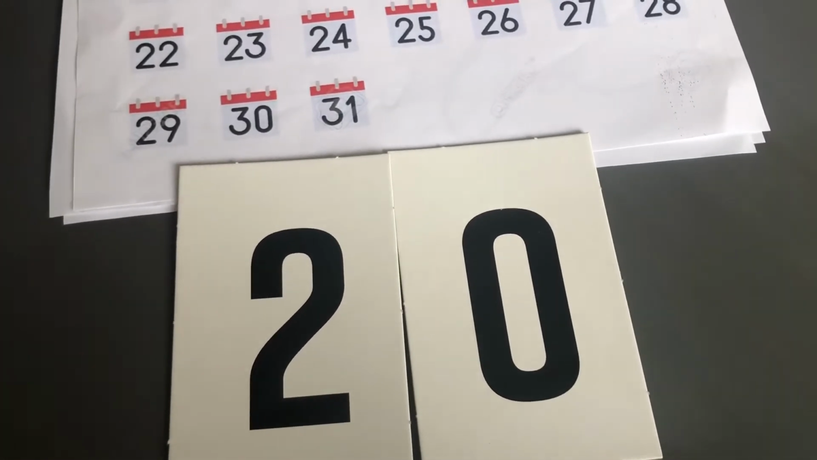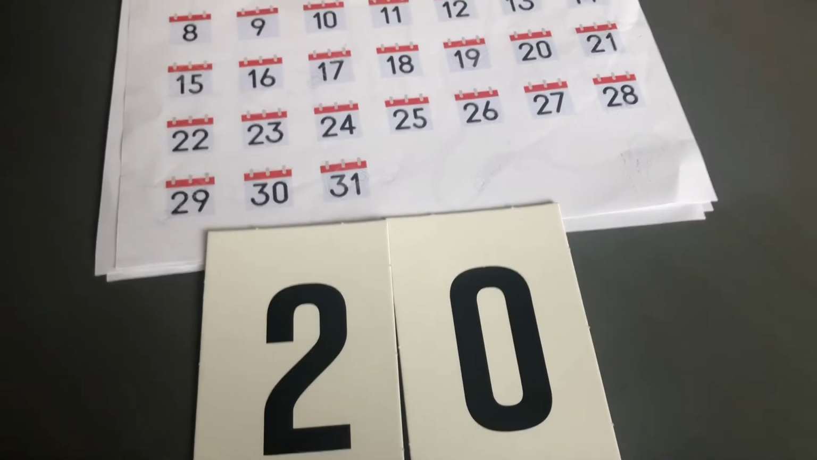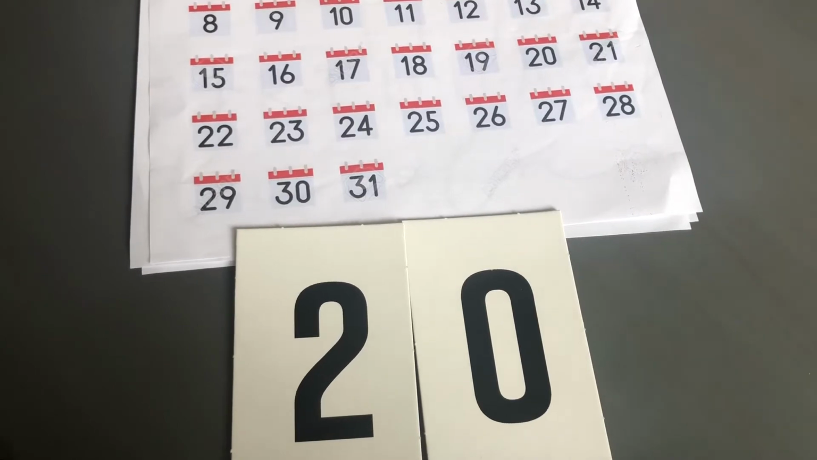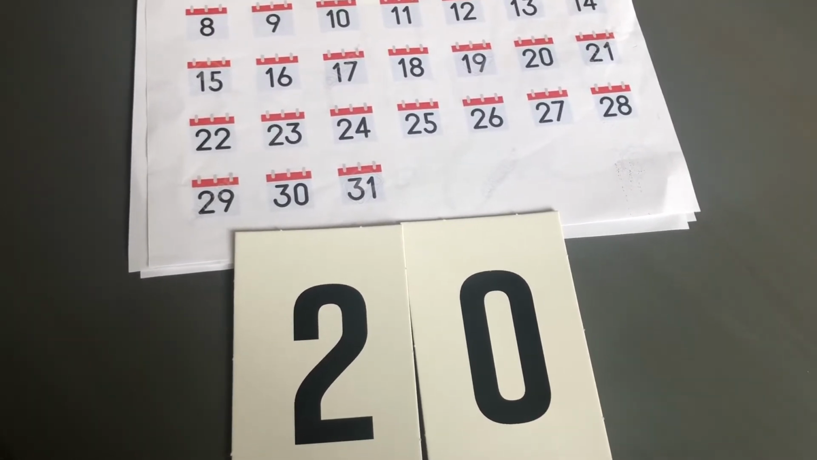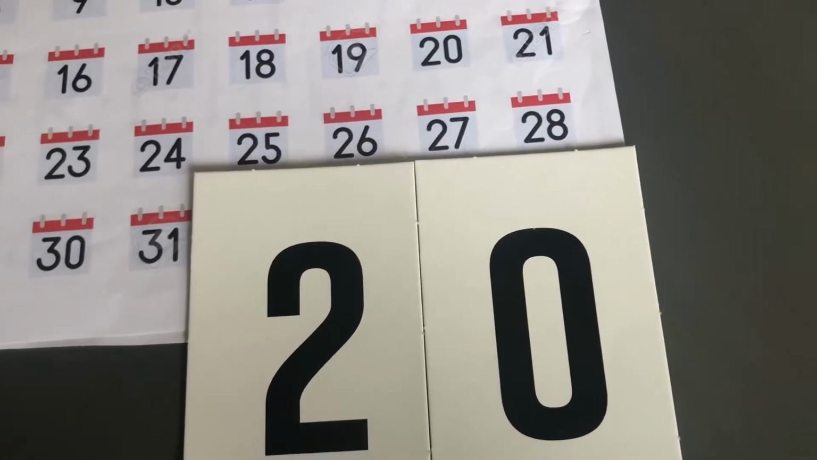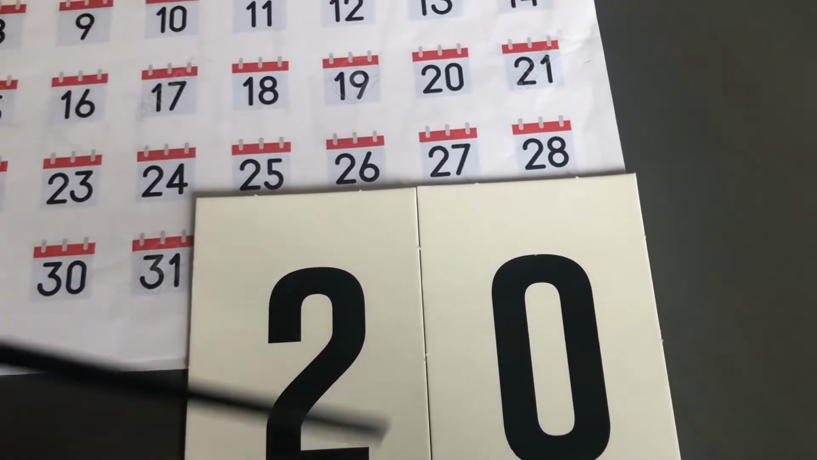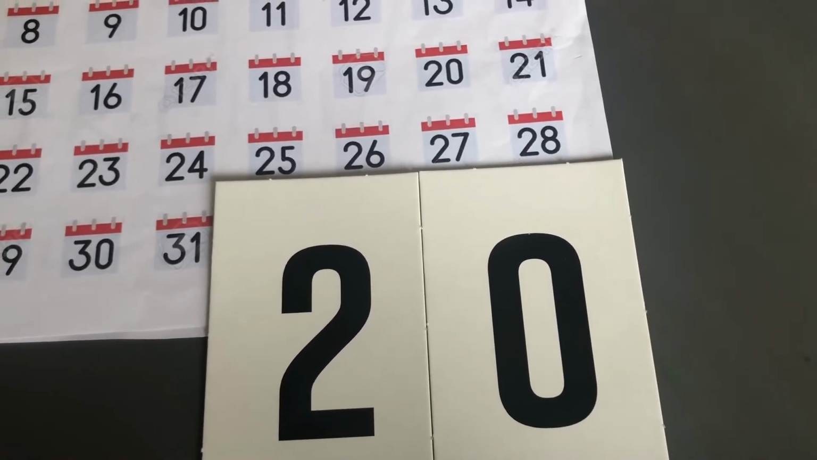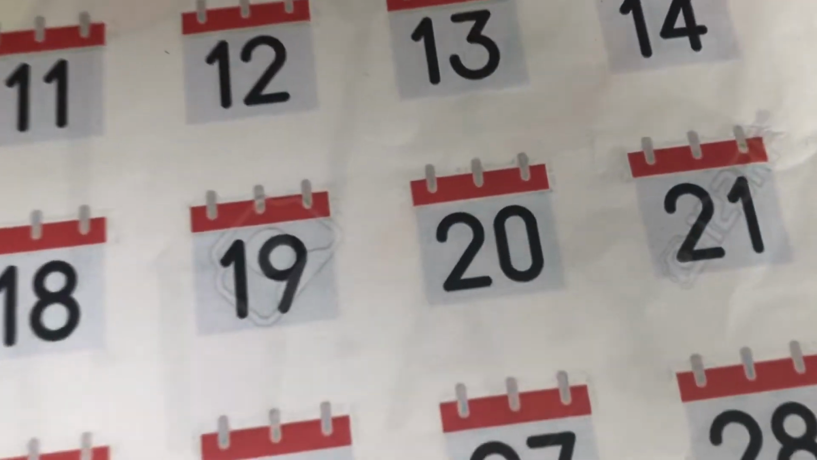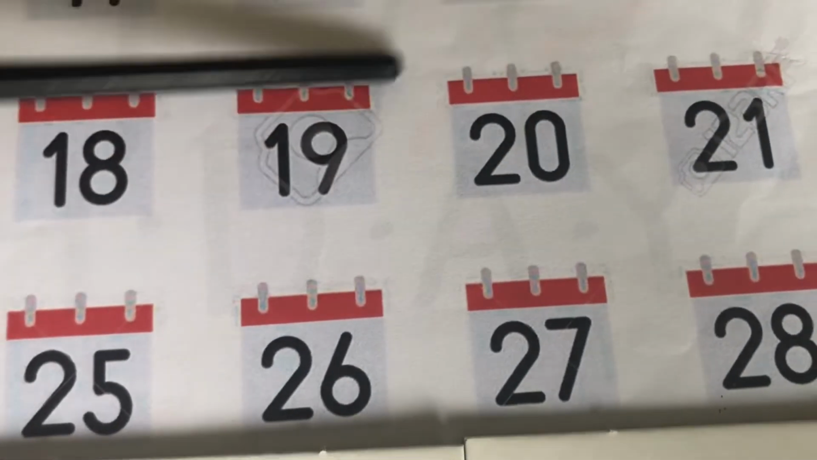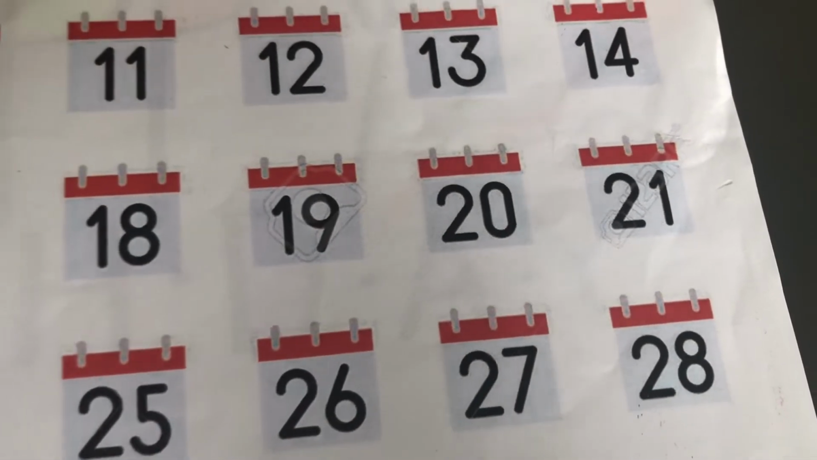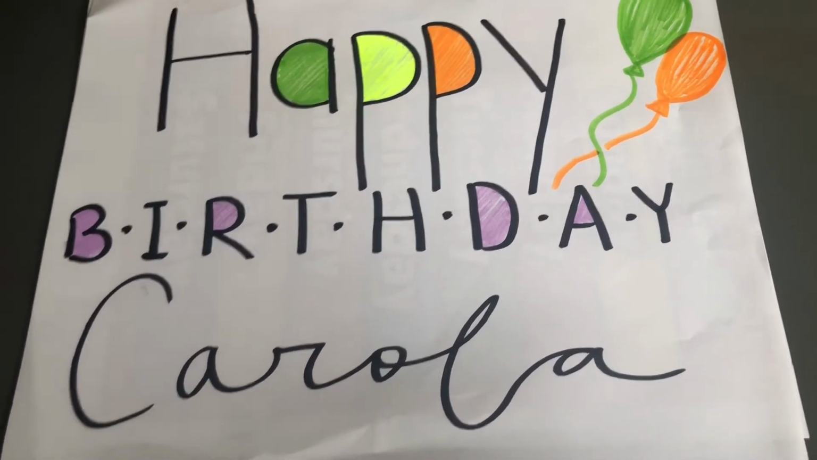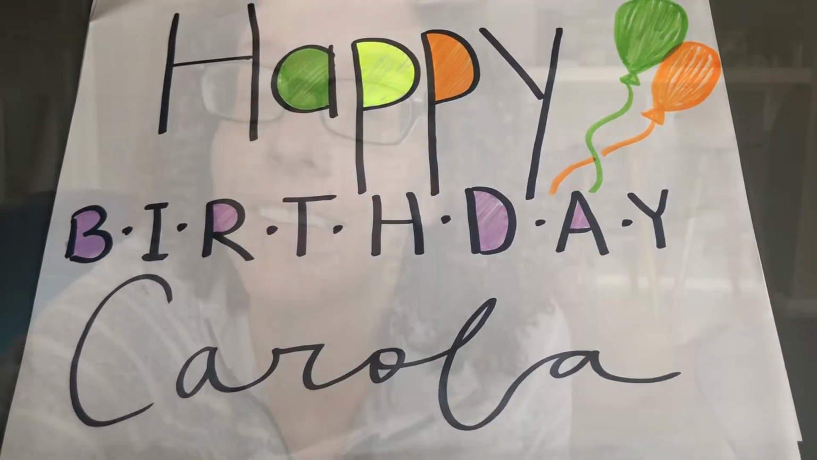Let's see if we can find 20 on our paper. Look really carefully. I'll give you a little hint. It's on this side of the paper. Do you see a 2 and a 0? Yeah, there it is. 20. Today's the 20th. And it's also Miss Carola's birthday. Woo! Again, happy birthday, Miss Carola.